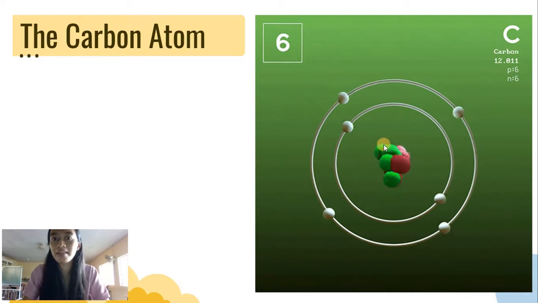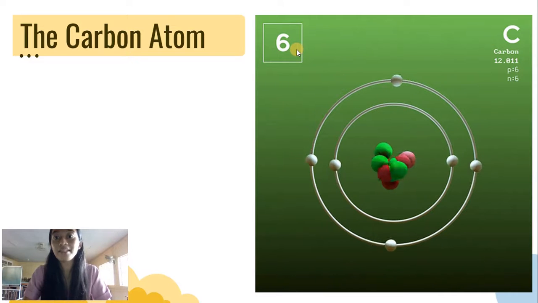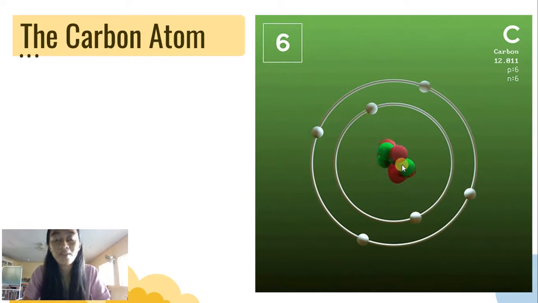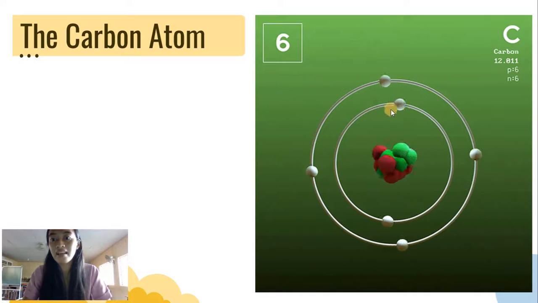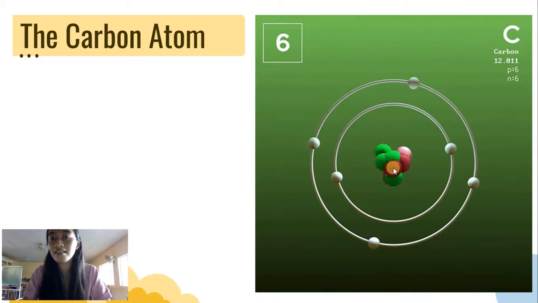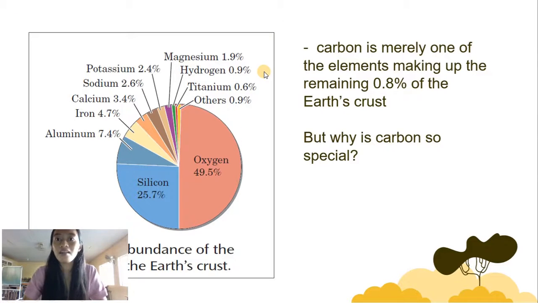This is a model of a carbon element, and it has the atomic number 6. It means that it has 6 protons. A stable carbon atom has 6 protons inside and 6 electrons that are going around it. And to count, it also has about 6 neutrons. Okay, so carbon is merely one of the elements making up the remaining 0.8% of the Earth's crust. Just a small portion of the Earth's crust is carbon.